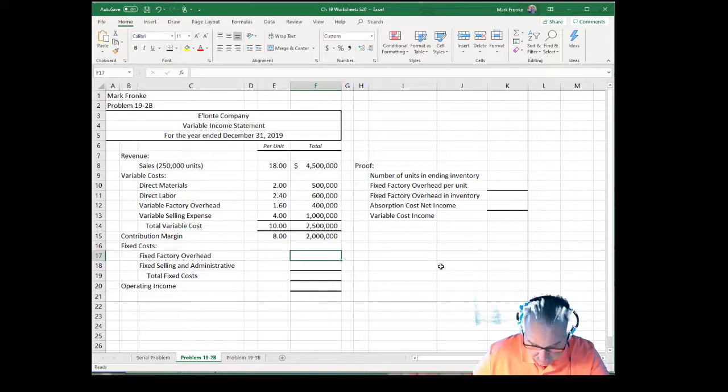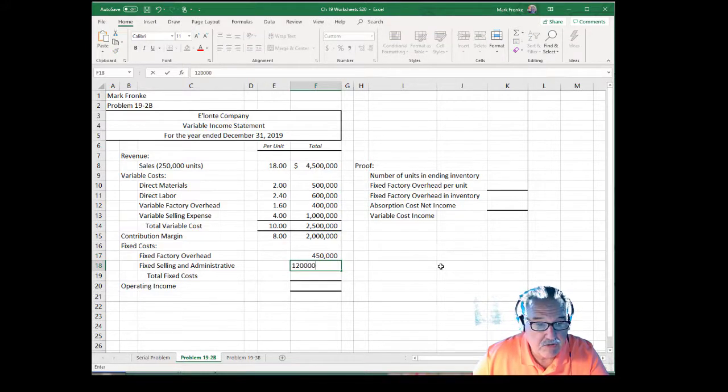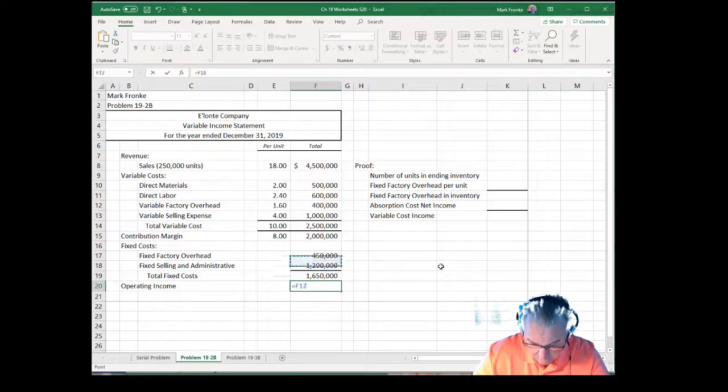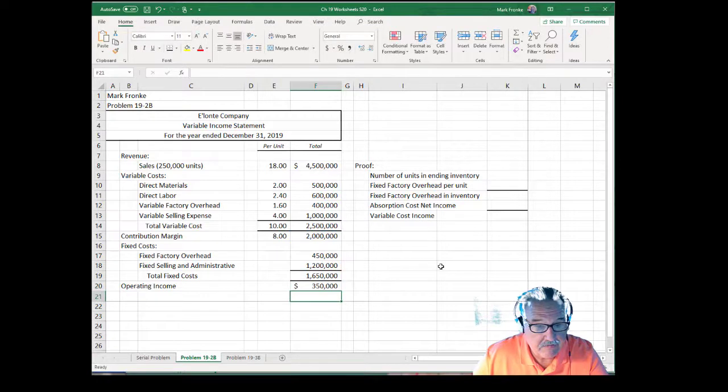Then we can just subtract the fixed factory overhead, which is 450,000, and the selling and administrative expenses, which is $1.2 million. So our total fixed cost is $1,650,000, and operating income is contribution margin minus the fixed cost of $350,000.